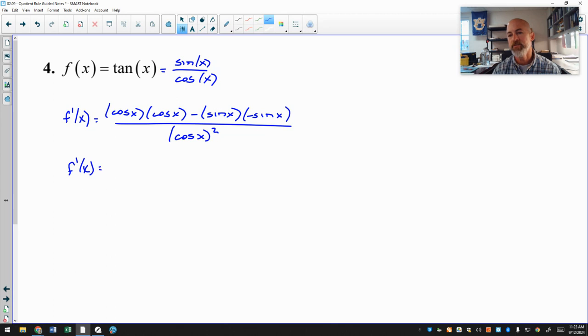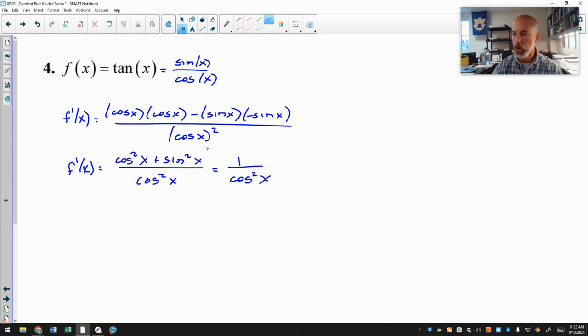My derivative is cosine times cosine, that's cosine squared x. Negative sine times negative sine is positive sine squared x, and I'm going to rewrite cosine x squared as cosine squared of x. And you should hopefully know that sine squared plus cosine squared, or cosine squared x plus sine squared x, is 1. 1 over cosine squared x is what this cleans up to.